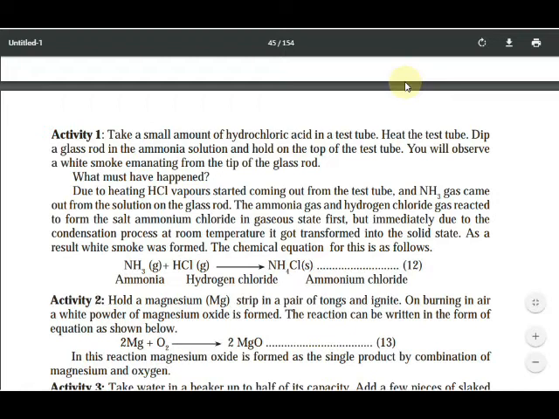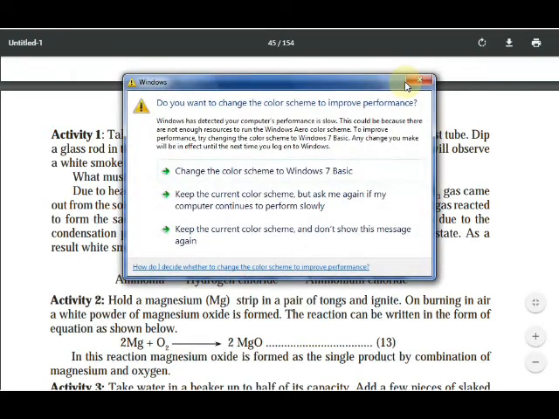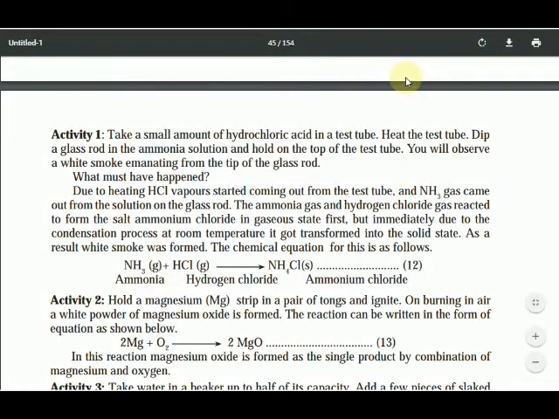Hold the magnesium Mg strip in a pair of tongs and ignite. Magnesium strip you have to take and you have to ignite it. What happens? On burning in air, a white powder of magnesium oxide is formed. When the magnesium strip is burnt in the air, what is formed? White powder is formed.